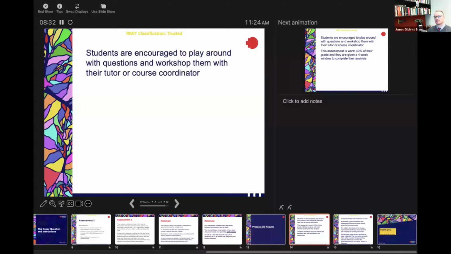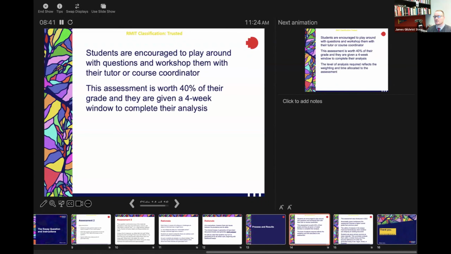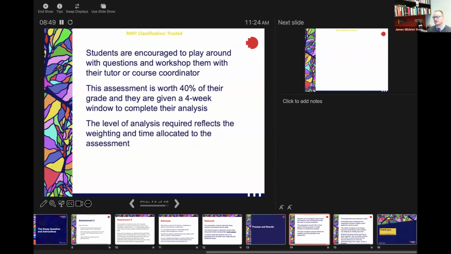So what's the process and results? Well, we workshop the questions. So myself and my tutors will workshop the questions with students so they can come to us and ask these questions. We'll also ask them to put in a couple of different ones each, what answer works. This is worth 40% of their grade. They're given a 4-week window to complete the analysis. And so the level of analysis reflects this weighting. So this is different to a take-home exam where they've only got, say, 3 days to write several papers. This is graded quite, not harsh, I'd say fairly, based on what we expect.